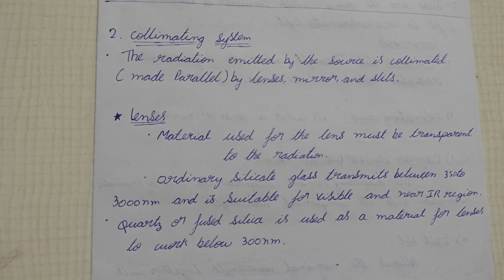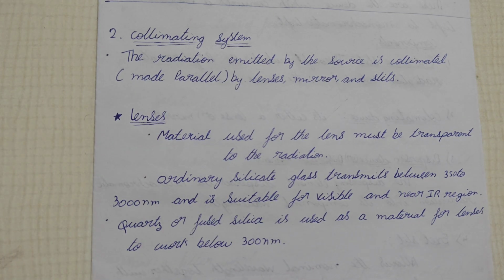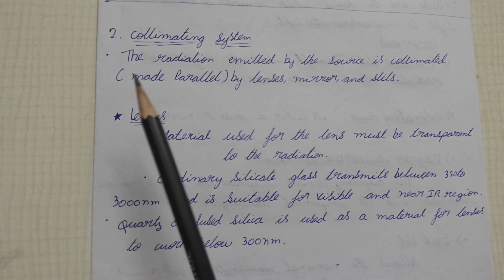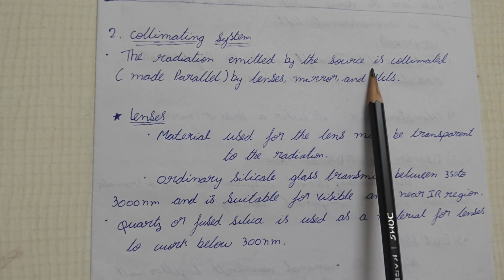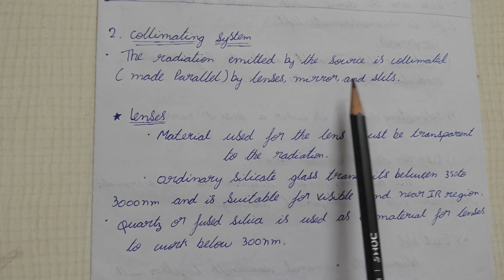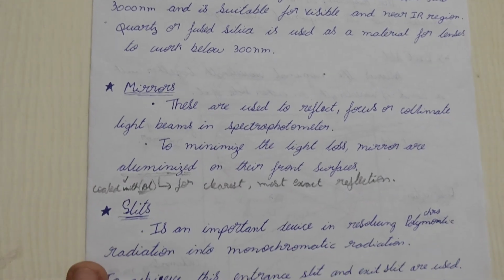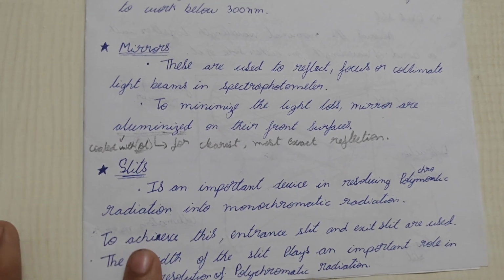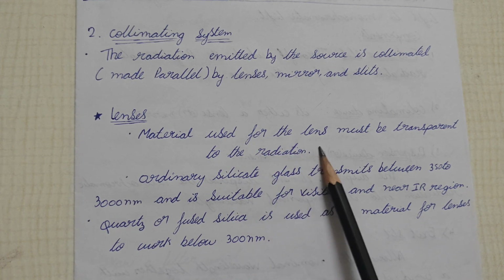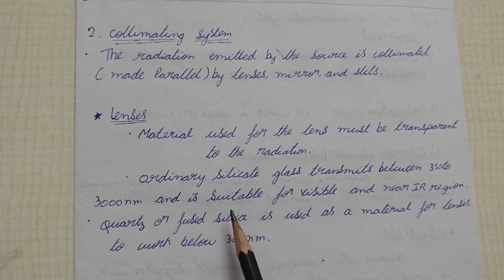Next is collimating system. It is also called monochromators or filters, all come under collimating system. The radiation emitted by the source is collimated, made parallel by the lens, mirror, and slit. Lenses, mirrors, and the slits. First, we'll go through the lenses. Materials used for the lens must be transparent to the radiation, as you all know.